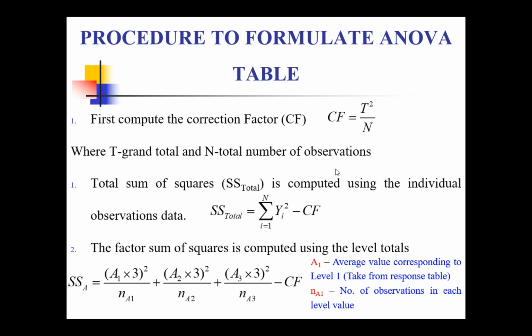So A1 corresponds to level value 1. The average response value corresponding to level 1 into 3, because here we are going with 3-level factors. So 3, the whole square divided by NA1, the number of times the level 1 value is repeated. In an L9 orthogonal array, each level is repeated 3 times. So NA1 will be 3, NA2 will be 3 and NA3 will be 3, minus the correction factor.